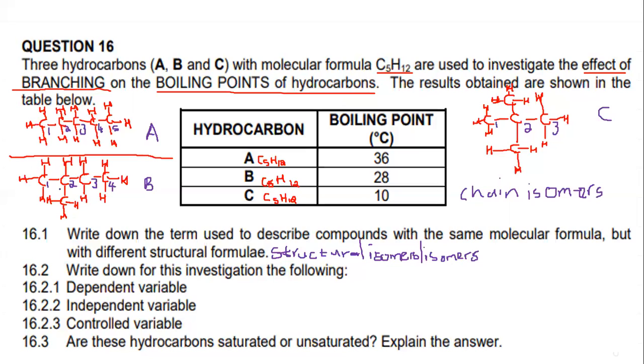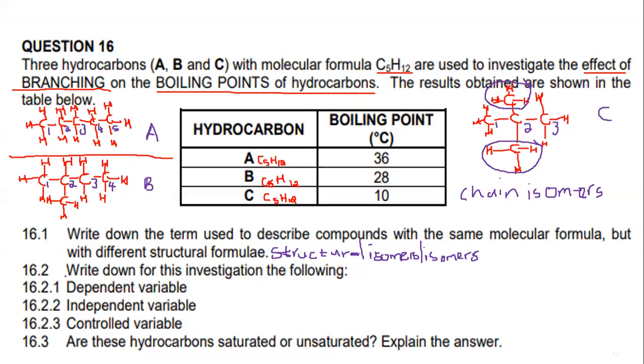B is less branched because it only has one branch. C is more branched because it has that branch, because we didn't count that in the parent chain. This one is also a branch. So this one has two branches, so it is more branched altogether. And that is why we say the chains are different types. I have a straight chain in A, I have a less branched chain in B, and I have a more branched chain in C.